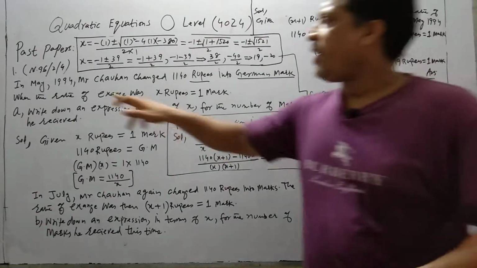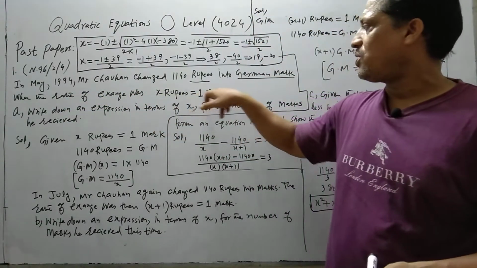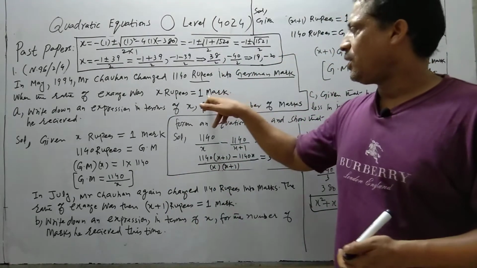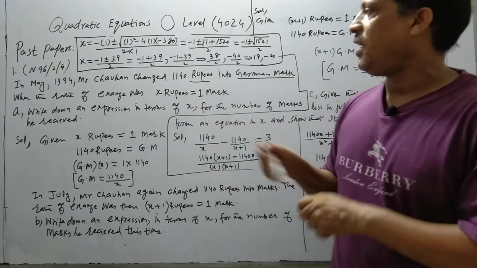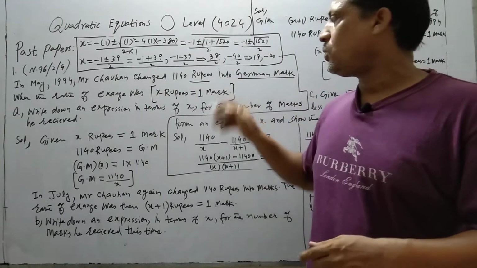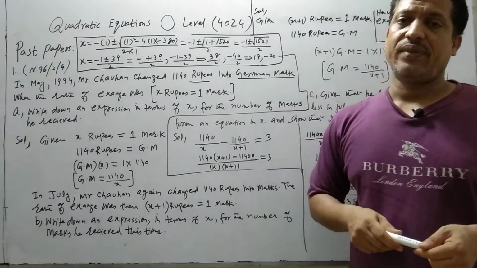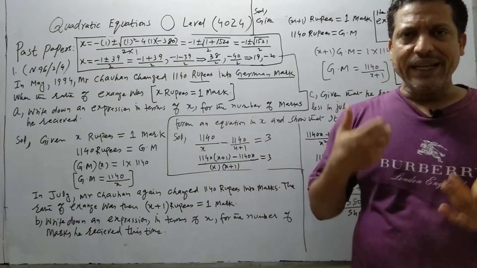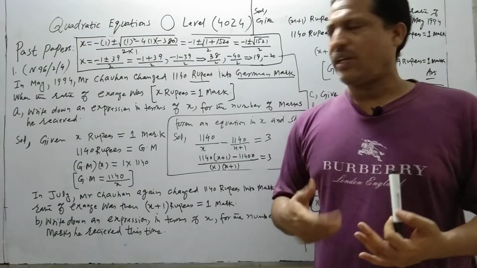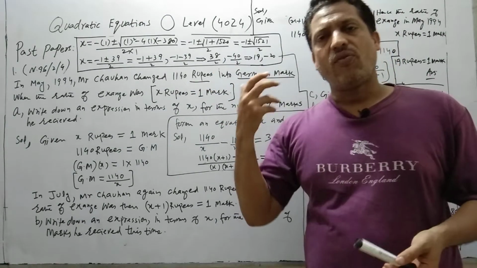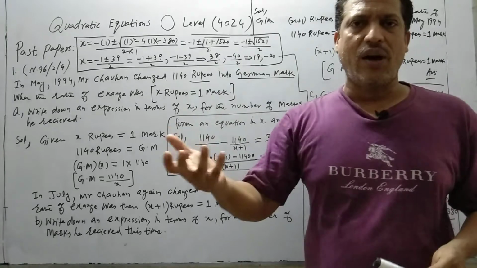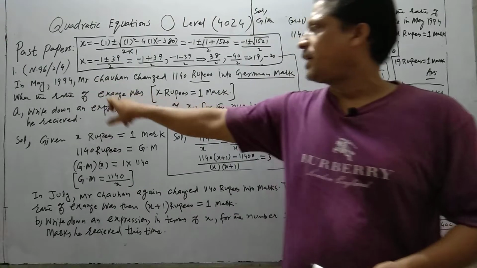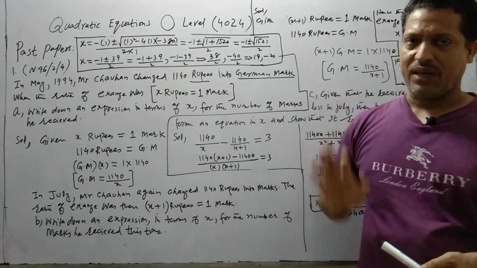Okay. When the rate of exchange was X rupees is equal to 1 mark. So Mr. Chauhan gives X rupees to get 1 mark. So this is the currency rate at that time. But students, the currency rate is not fixed. It almost always changes. I don't know what the currency rate of X rupees into how many marks is, and what the currency rate of tomorrow or yesterday is. So at that time, May 1994, the currency rate was X rupees is equal to 1 mark.